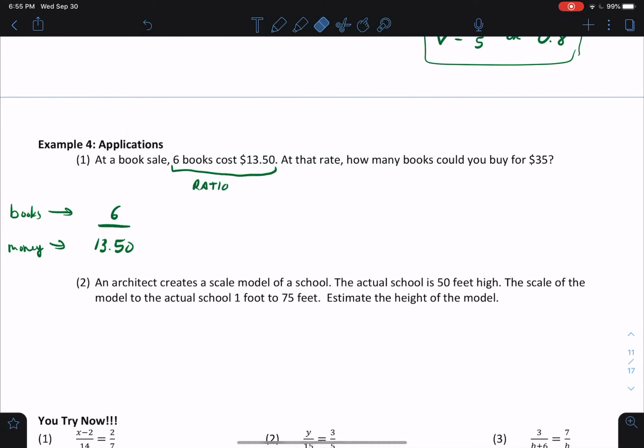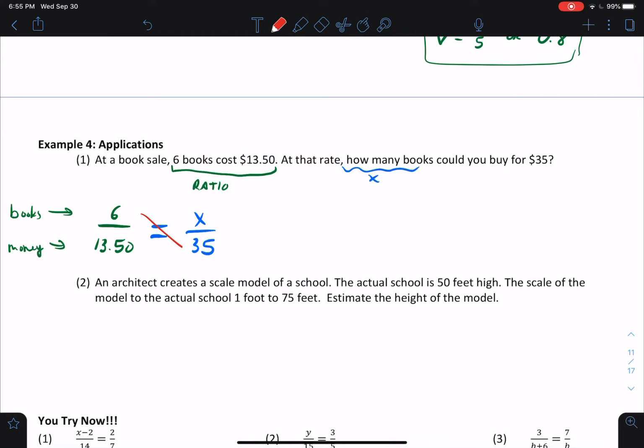All right, so at that rate, how many books could you buy for 35 bucks? So we don't know how many books we could buy. All right, so books goes on top, money goes on the bottom. And we're saying at that rate, so these are equal to each other. Okay, there's a ratio that we know, and then that establishes how we're going to set up our unknown ratio. Books on top, money on the bottom. Now, all I need to do is cross multiply.